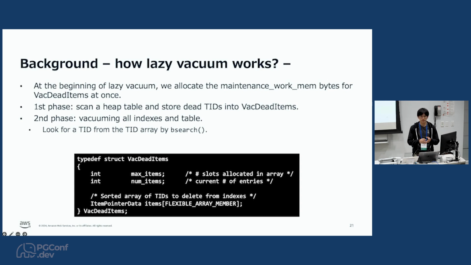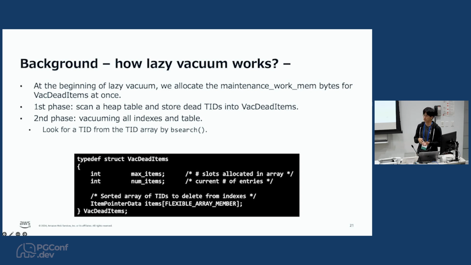So lazy vacuum has roughly 2 phases. In the first phase, we scan the table from the beginning to the end. We read the page and do the heap pruning, and then collect the dead TIDs into this struct. And we repeat this process until either we scan all pages of a table or we reach the maximum number of items.